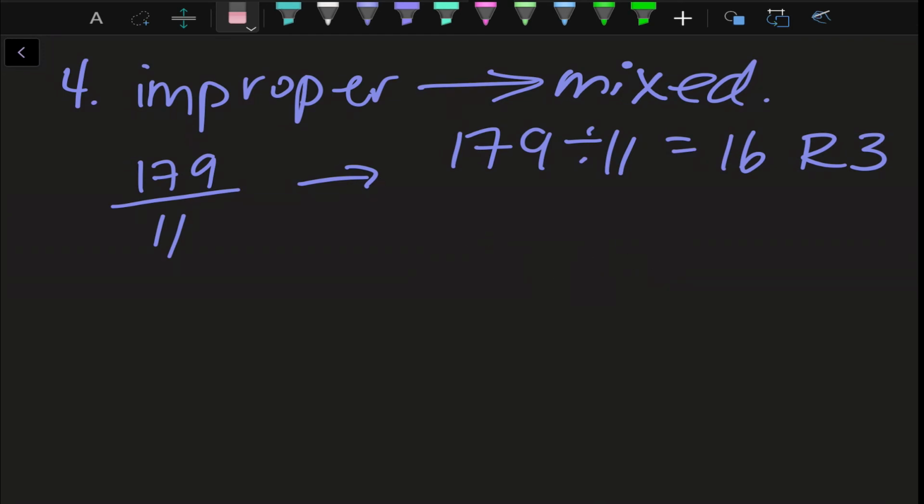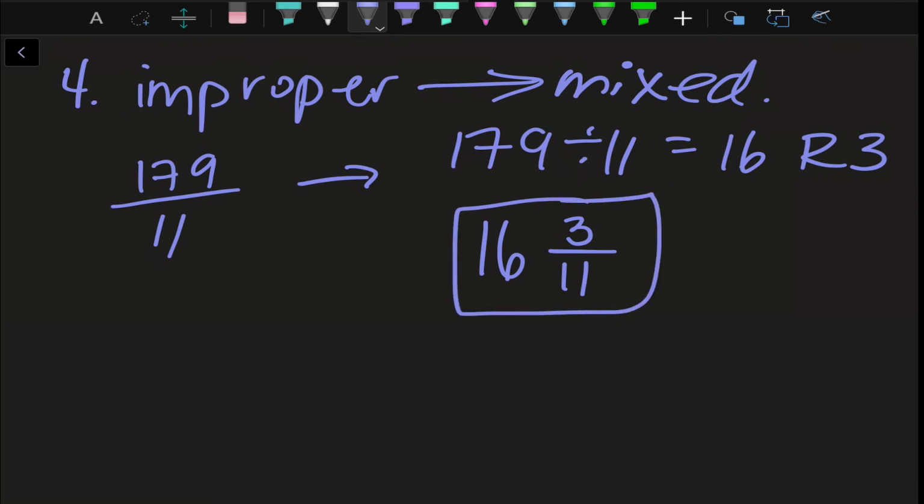And that means that we can write our improper fraction of 16 and 3. Remainder becomes numerator over original denominator of 11. So 16 and 3 over 11 is our answer. And of course we double check that this fraction isn't improper. It is proper, so we can leave it in that form.